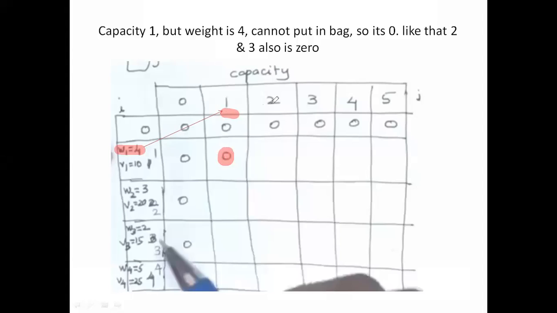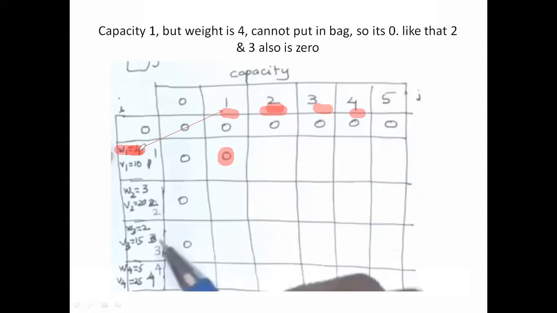Okay. Next, capacity of the bag is 2. That is, we divide that 5 kg into a number of sub problems. Okay, so that is the dynamic programming concept. This is one sub problem, this is another, this is another. So, 2 kg bag.